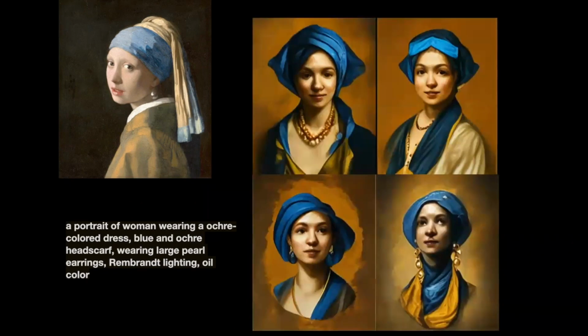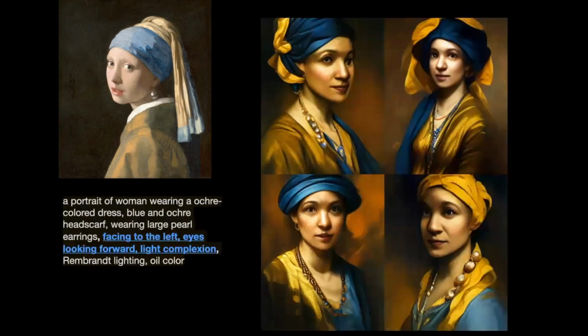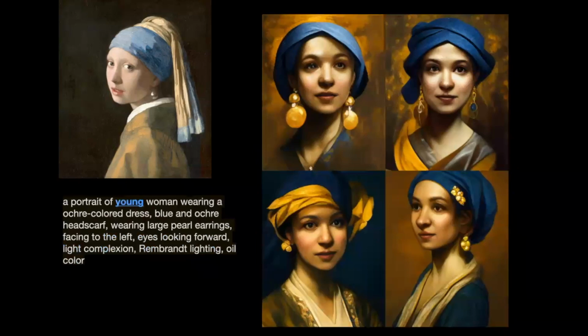With Midjourney, in its standard version 3, you get 4 variations. These are the 4 variations I got. None of them are very satisfying or even close to what Rembrandt could paint for us. So I made a little change: portrait of a woman wearing an ochre colored dress, and so on, facing to the left, eyes looking forward, light complexion, Rembrandt lighting, oil color. I got a little bit more interesting poses, but still nowhere near the subtlety and artistic expression that Rembrandt did. I added the word young so I could get a younger woman. Again, it's mediocre art in comparison to a Rembrandt.